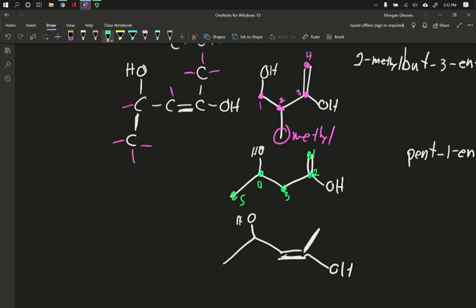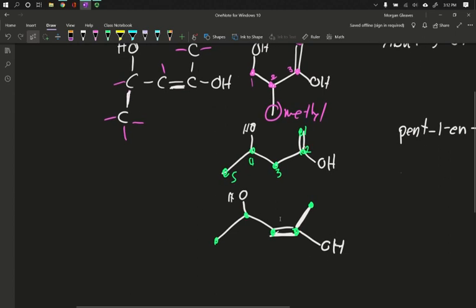And so we'd say, what's our longest chain? Well, 1, 2, 3, 4, 5. We didn't change our chain this time. We just moved where the double bond was located. And so it's 5 long again. We need to come up with numbering.